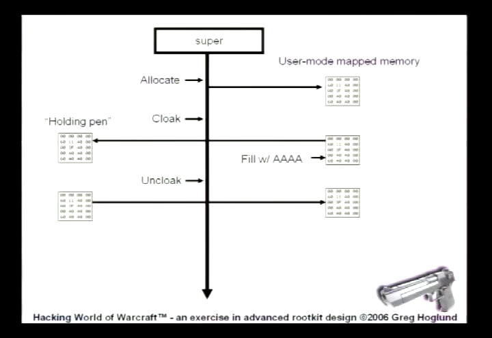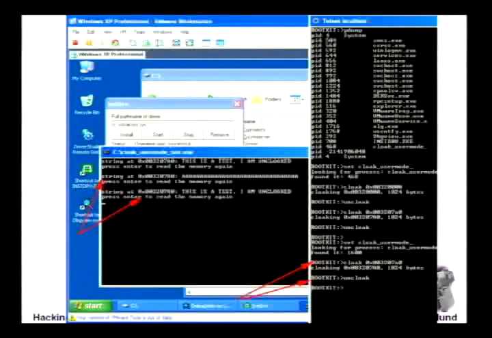Here's a small sequence chart showing how it works. We allocate the memory, supervisor allocates the memory, puts it into user mode. When there's a cloak, we move it to the holding pen and then fill the user mode memory with A's, and then if there's an uncloak, we move it back again. Simple. Here's an example of it.